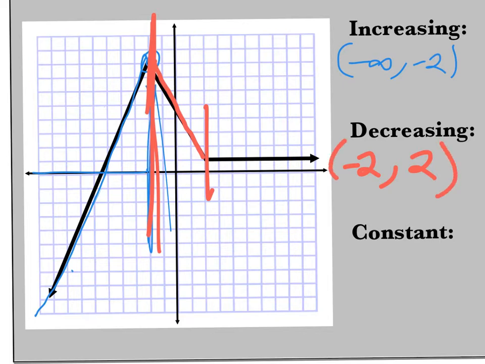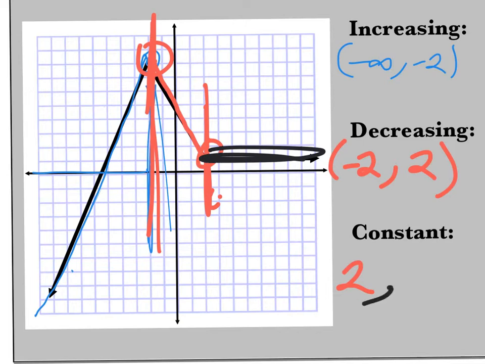But we have to use those parentheses because at -2 and at +2, we're not increasing or decreasing. It just is. It's there. That's the transition point. So then where is it constant? Well, it stops decreasing at +2 and it starts going just straight across. So from 2 all the way until x equals infinity, we have a constant graph.